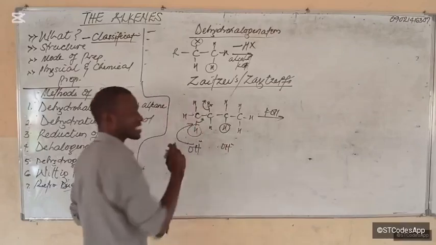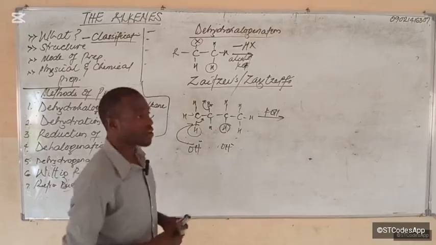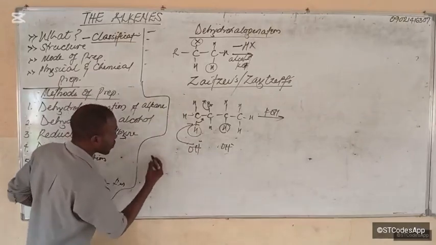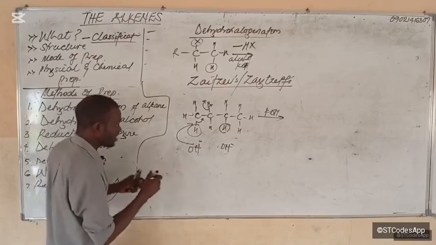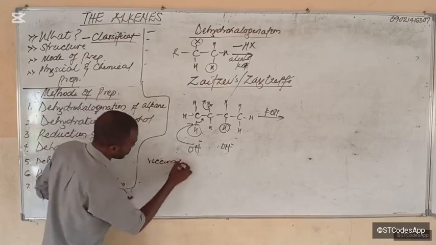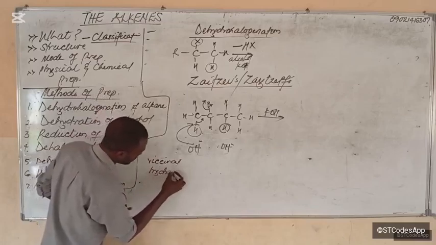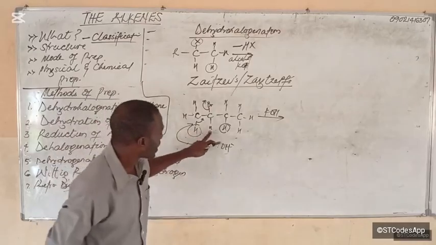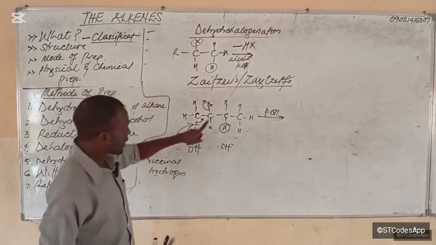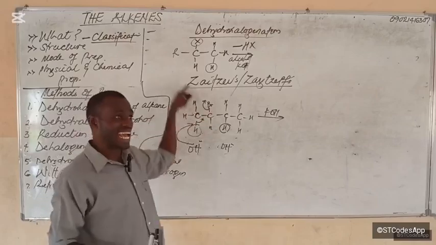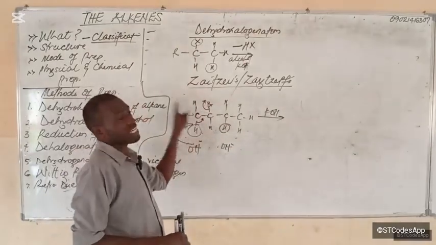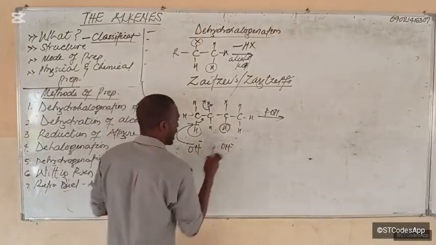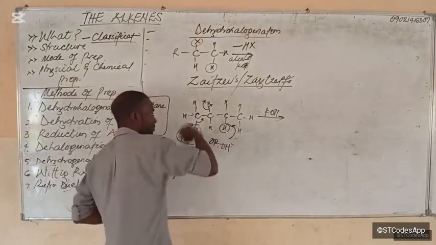Keep in mind, it will always attack only the adjacent or vicinal hydrogen. The base always approaches what? The vicinal hydrogen. Now, it does not take the geminal hydrogen. Geminal hydrogen, thank God I already explained that. Geminal hydrogen is the hydrogen that is on the same carbon as the one from which the halogen is leaving, okay? So, this guy can either abstract this hydrogen or abstract this hydrogen.